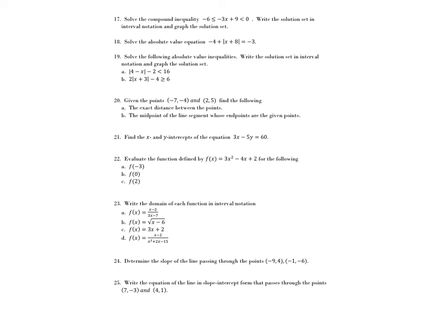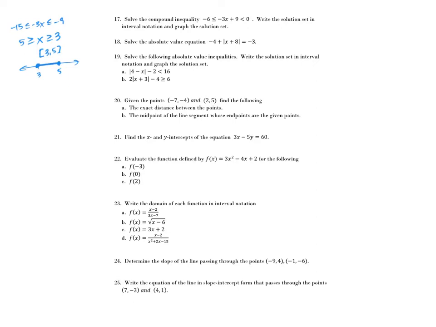So to solve this, I'm first going to start by subtracting 9 from everything. So negative 6 minus 9 is negative 15, and 0 minus 9 is negative 9. Then I can divide everything by negative 3, and when I do that, it's going to switch my signs. So x is between 3 and 5, and we have closed circles there because it's equal to. And so in interval notation, it's going to be bracket 3, 5, bracket.